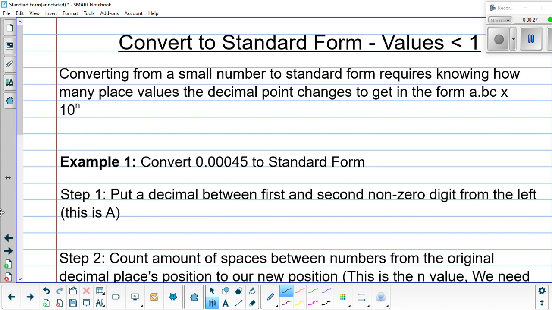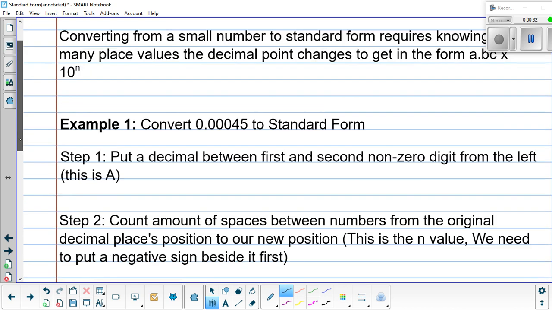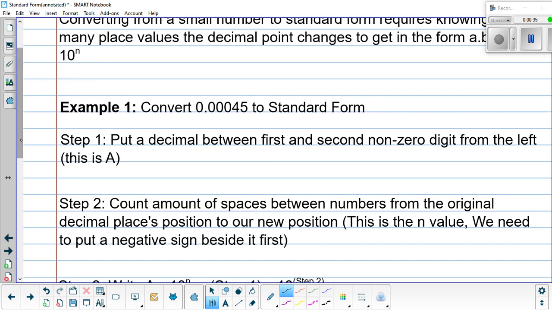So converting from a small number to standard form requires how many place values we move. Once again, right? Well, really, it's the decimal point physically that we do. So for the decimal point in between our first and second non-zero digit. So coming from the left, right? These are all zeros, so we don't count them. Here is where between our two we're gonna put it, right? So we're going to write first 4.5. I'm going to get rid of that line and actually put the decimal point like I've been doing before.